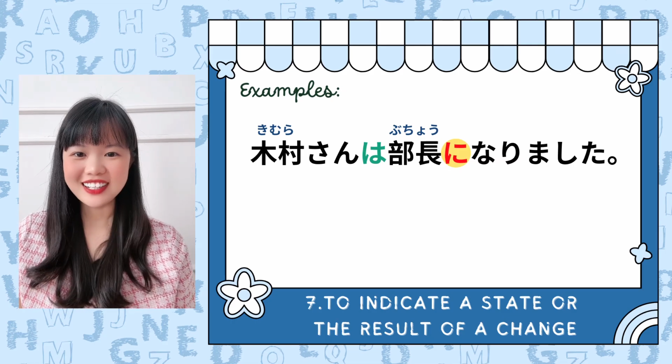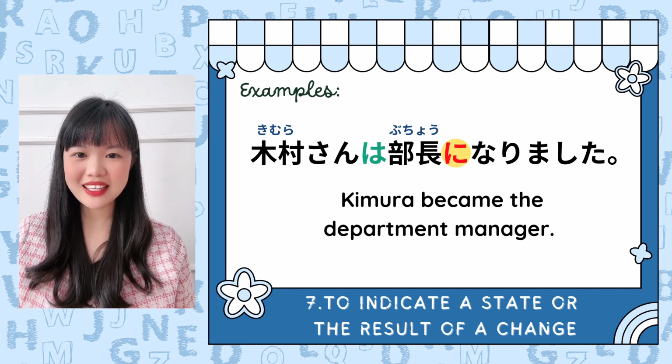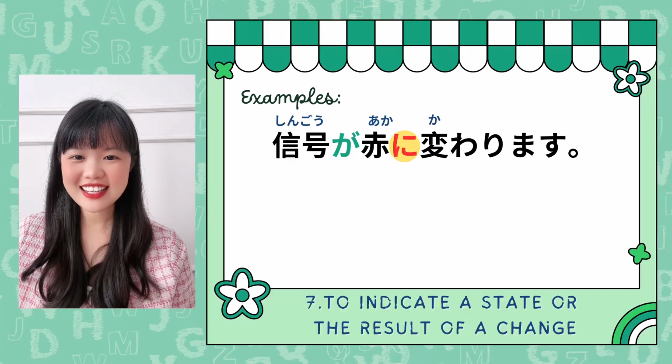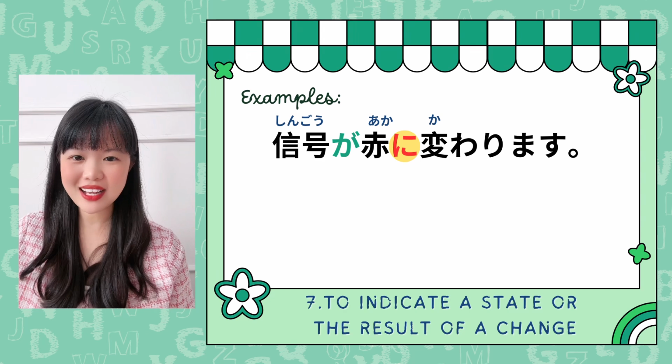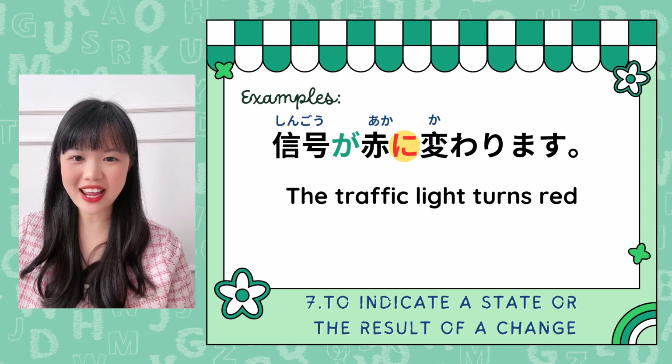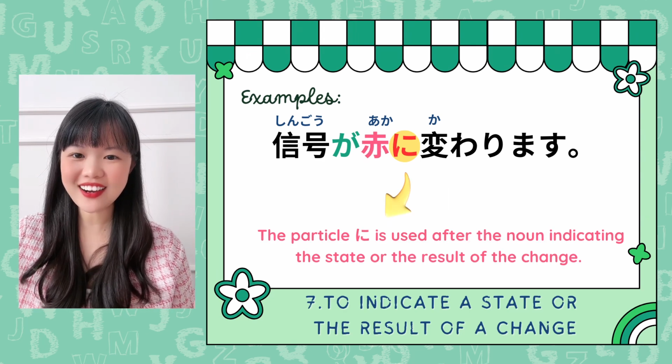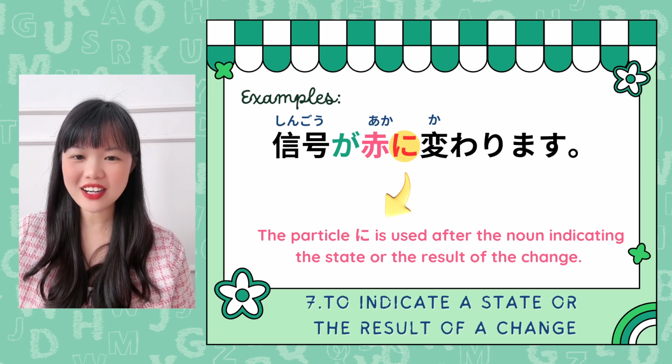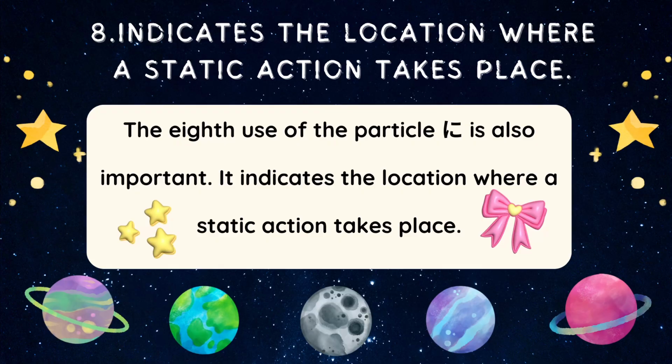For example, Kimura-san wa bushou ni narimashita. Kimura became the department manager. Shingou ga aka ni kawarimasu. The traffic light turns red. You can see that the particle ni is used after the noun, indicating the state or the result of the change. Let's move on to another common use of the particle ni.